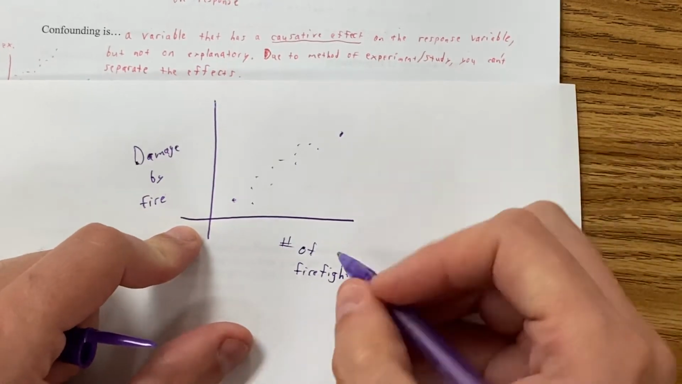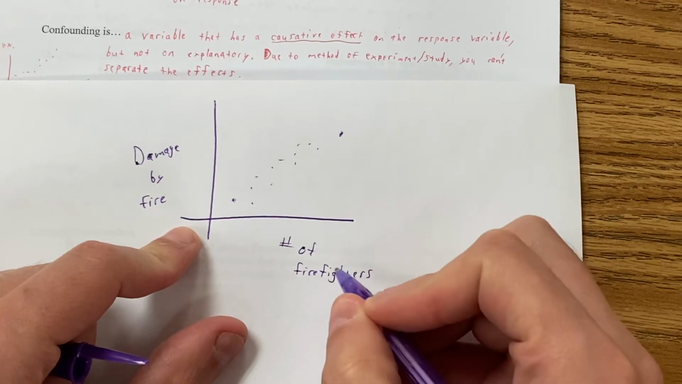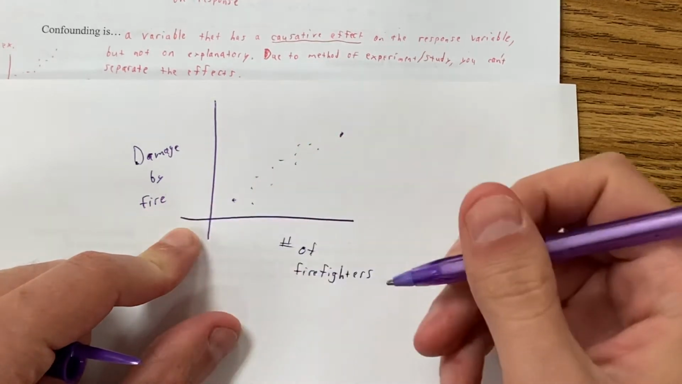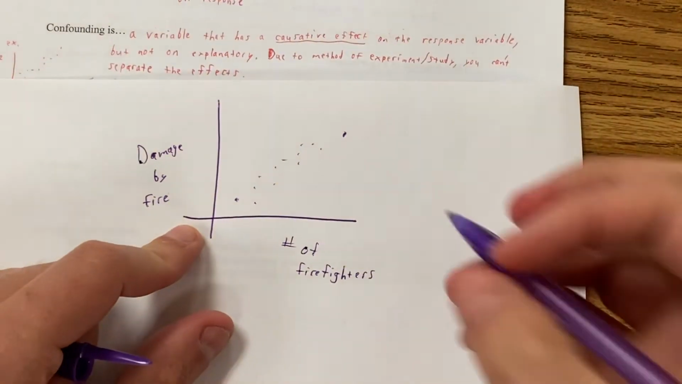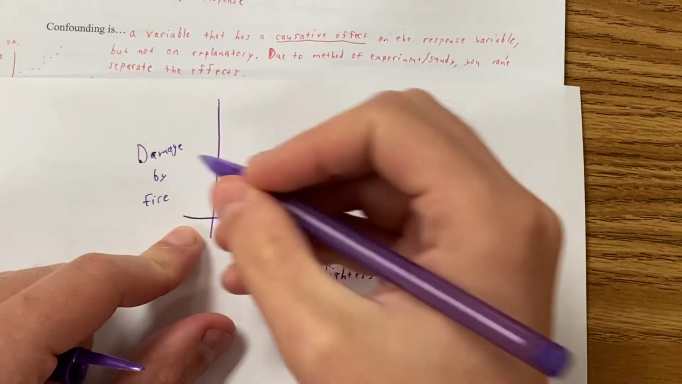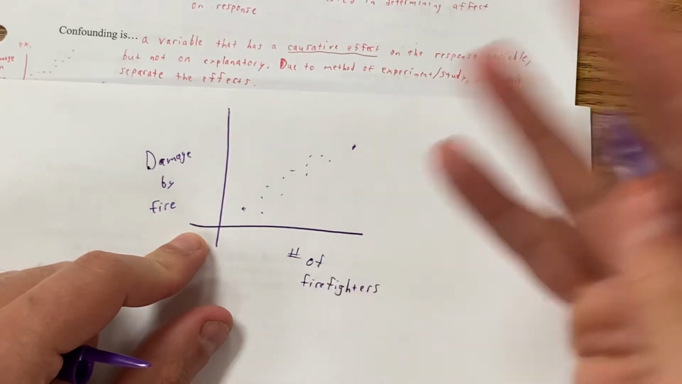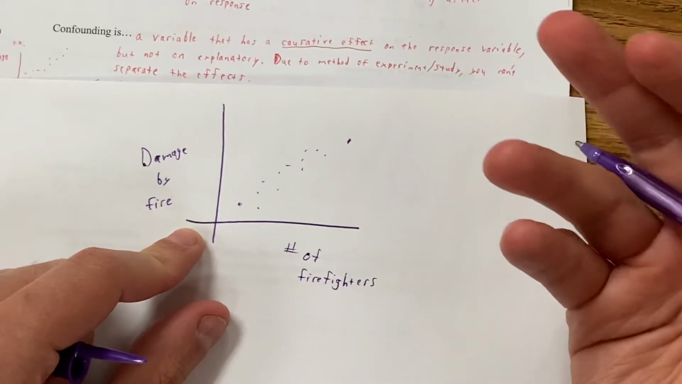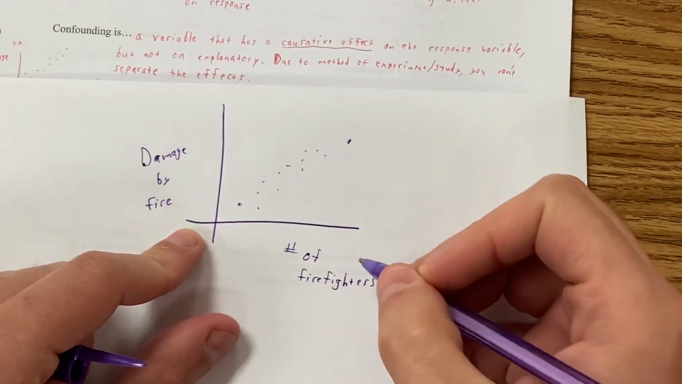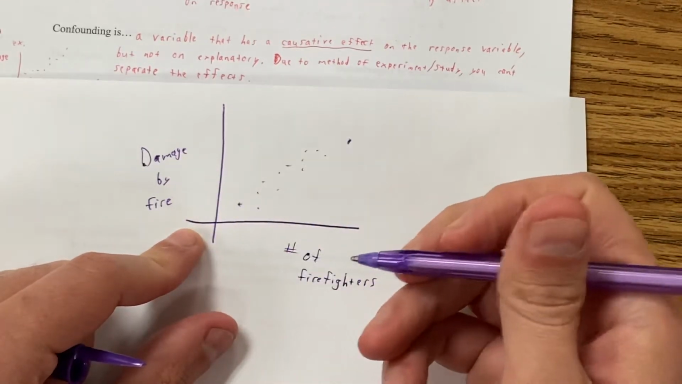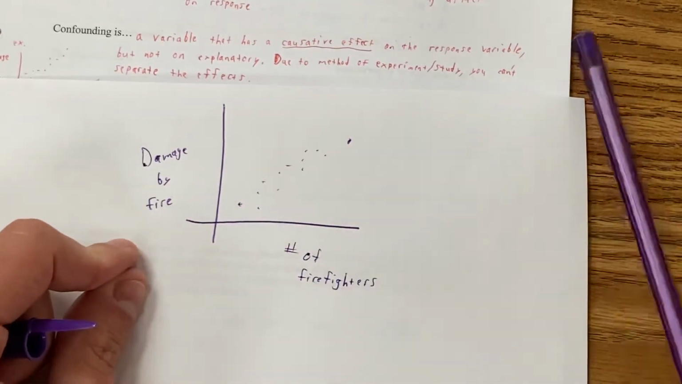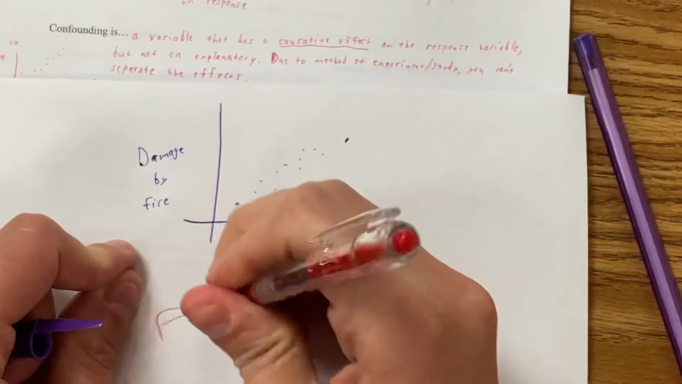But that's not saying that having lots of firefighters causes damage. It's not like, if you send 10 more firefighters, all of a sudden the fire is going to be bigger. That does not make sense. That is not what's going on. So the number of firefighters does not cause damage. What's causing the damage is the fire.